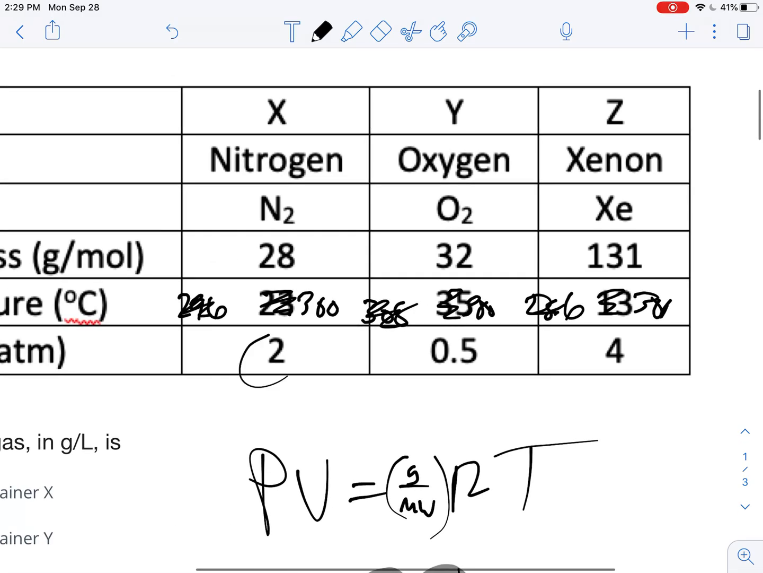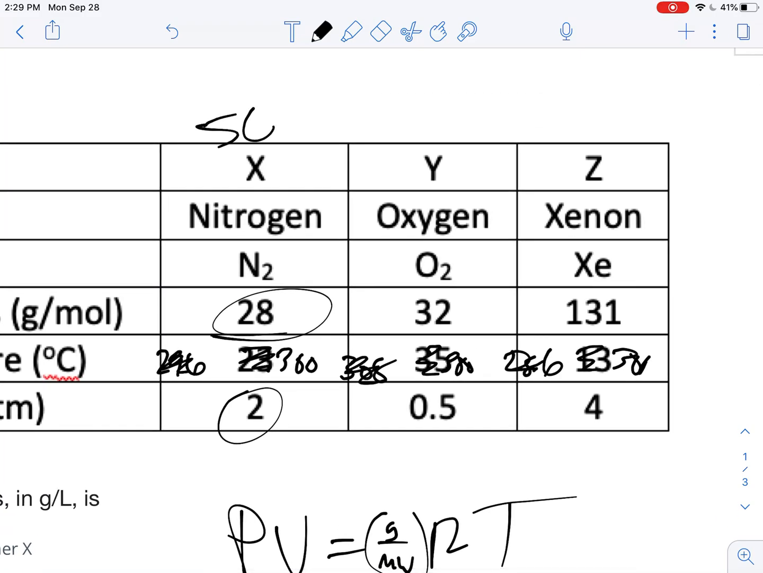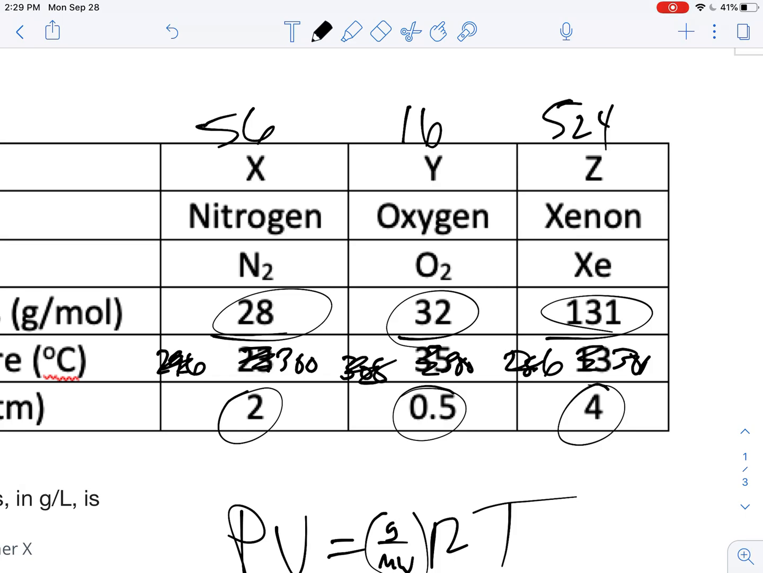Well, here's your pressure, 2, and your molar weight, 28. So a rough guesstimate for X is about 56. This one here, pressure of a half and molar weight of 32, rough guesstimate about 16. And this one here, a pressure of 4 times a molar weight of 131. Oh, okay. It's pretty obvious that it's that one. Now, again, I don't know what that is off the top of my head. Call it about 130, so about 520, maybe about 524 without a calculator.